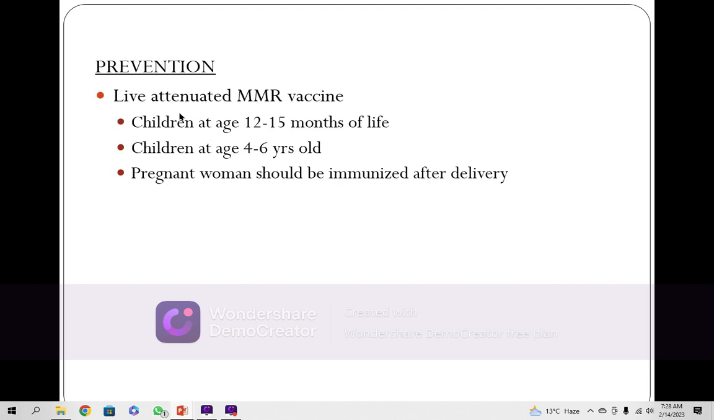Prevention is MMR vaccination, indicated after the age of 12 months, and before 15 months it should be given. MMR: measles, mumps, rubella. In children at the age of 4 to 6 years, the booster can be given. The pregnant woman should be immunized just after delivery, if she does not have IgG antibodies against rubella.